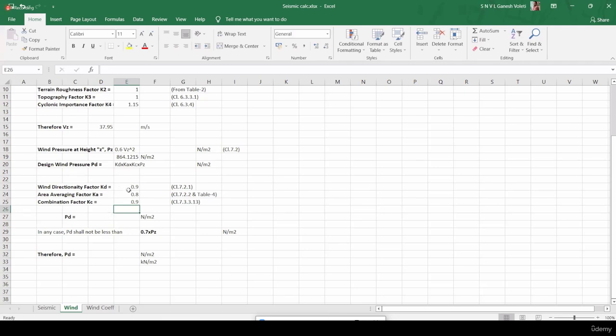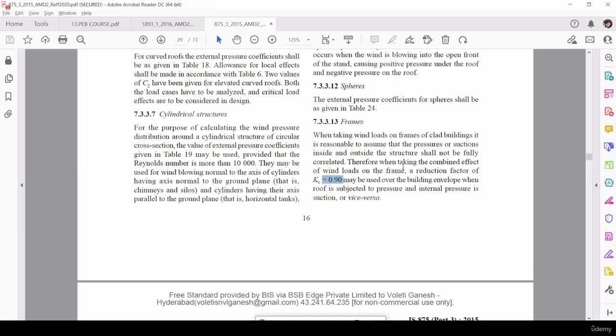So we have Kd, Ka, Kc. The design wind pressure is Kd, Ka, Kc into Pz. That is equal to Kd into Ka into Kc into Pz. This one gives 559.95 Newton per meter square. But there is another clause you have to see. This is the more important one.